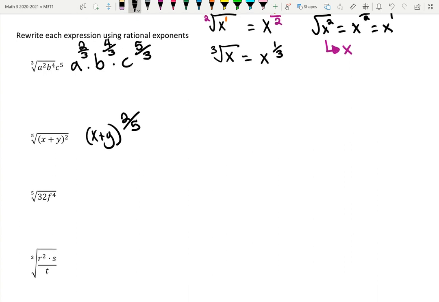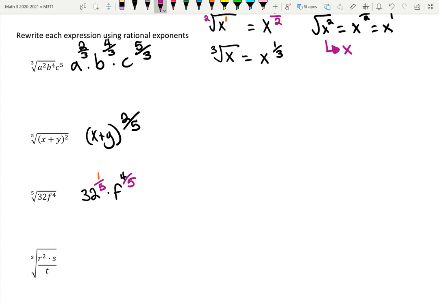I'm going to do the same thing again. I'm going to represent this 32. Now, what is the exponent of 32? There's no exponent there. That means that it's going to be an invisible 1 over 5 times f. What is the exponent? 4 over 5.